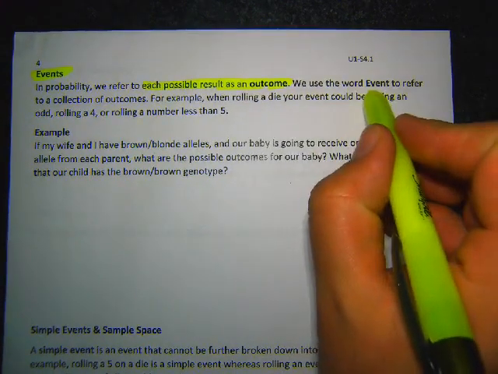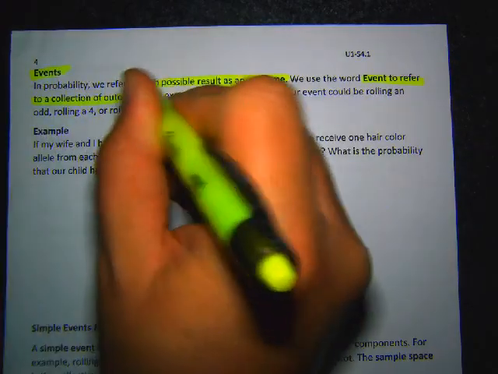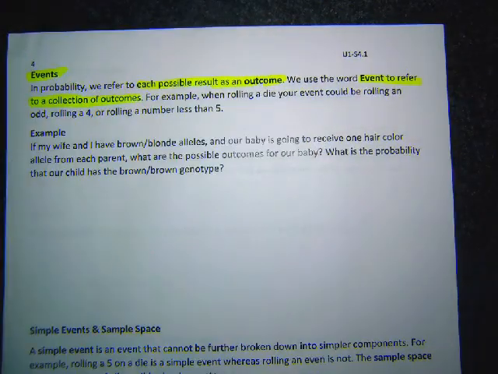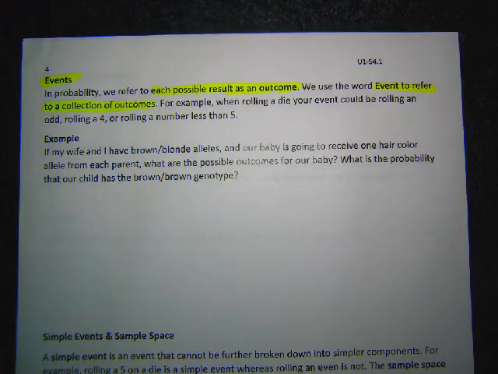We use the word event to refer to a collection of outcomes. So events are collections of outcomes. And usually when we're finding the probability, instead of finding the probability of a specific outcome, we usually try and find the probability of an event. Like when we said the probability of getting an even on the side of the die, that's a collection of different outcomes. All of them that are evens.